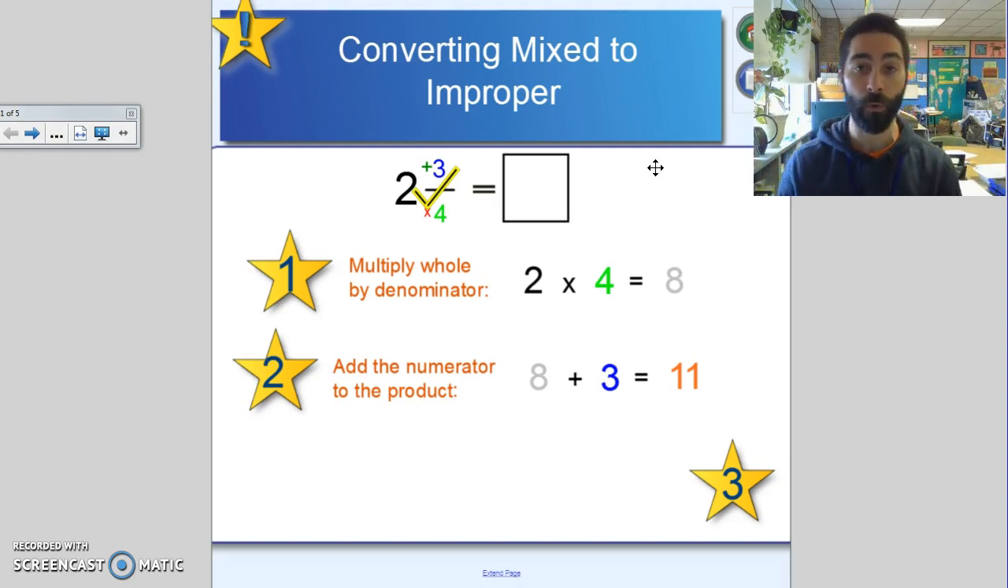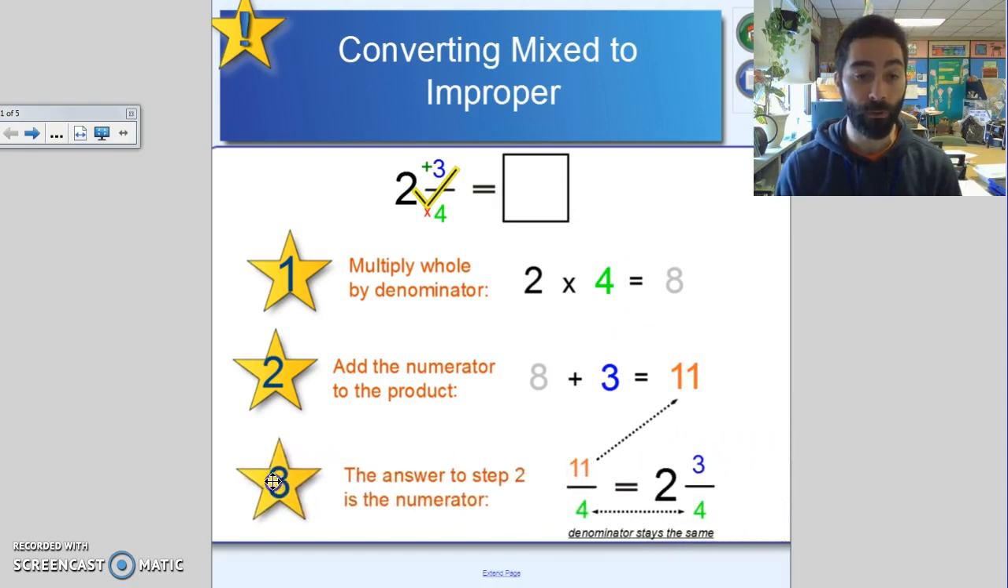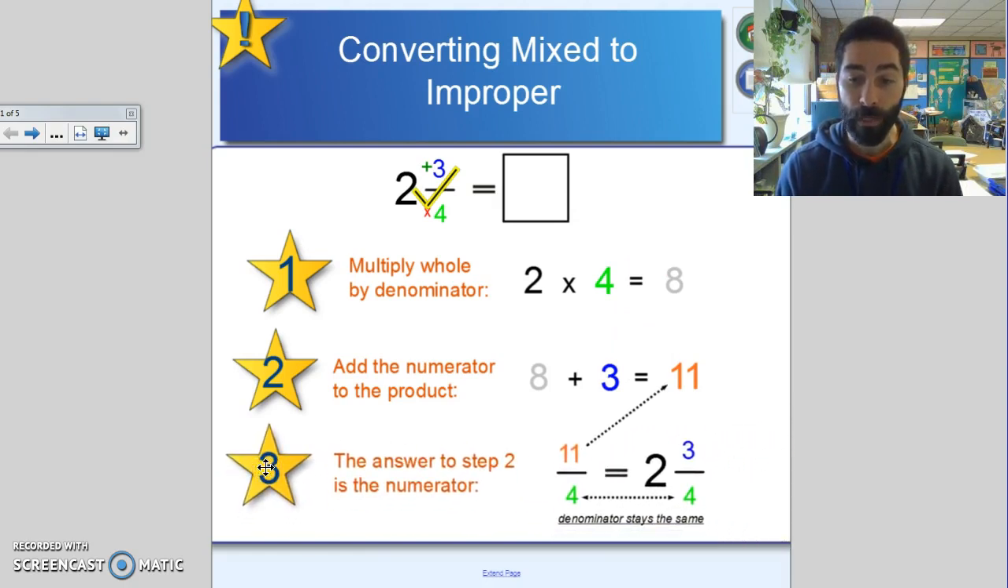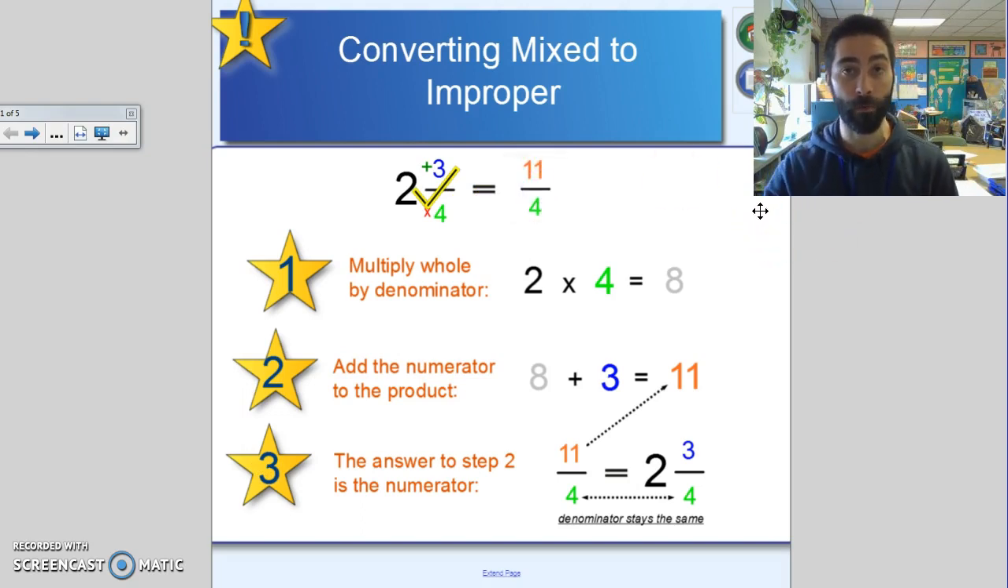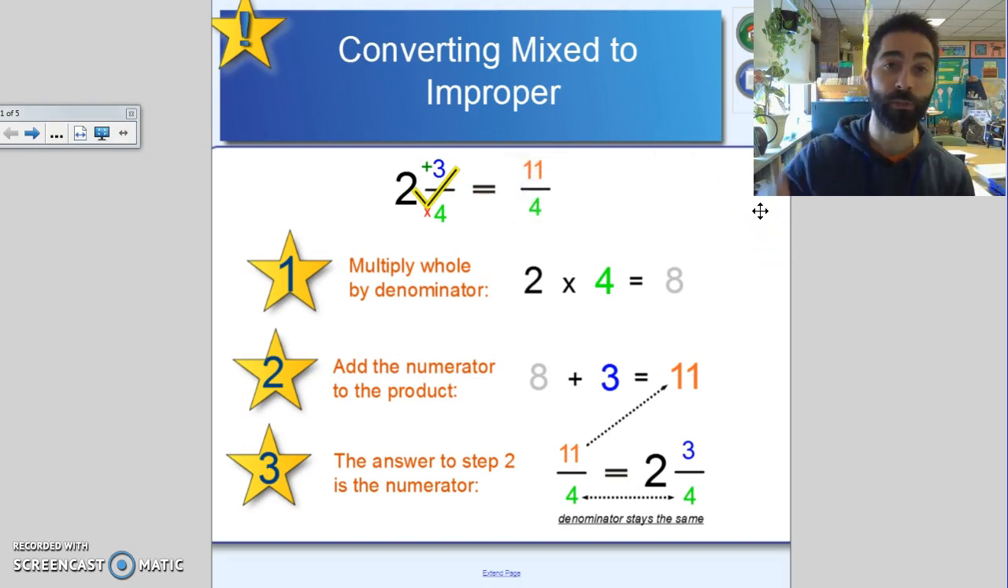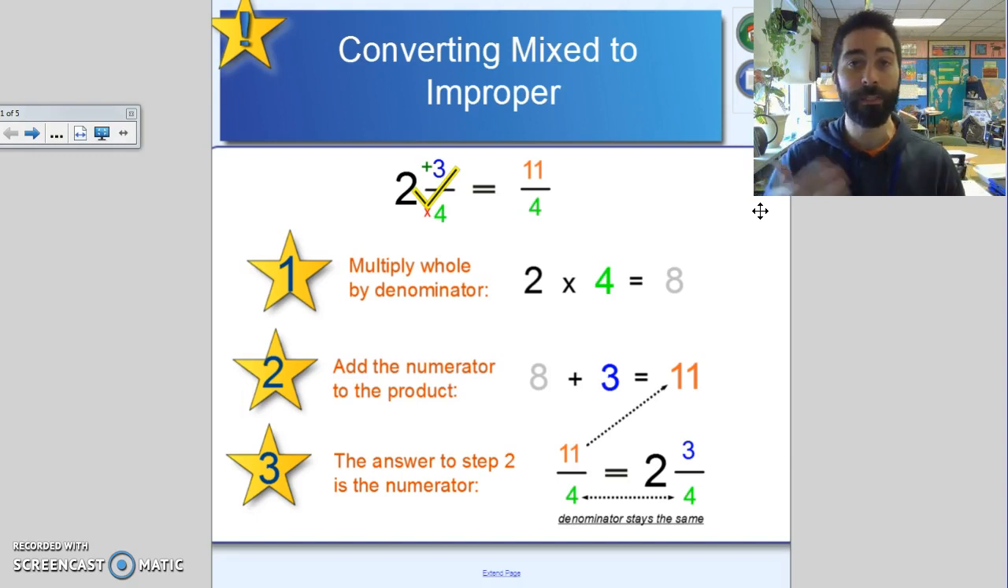And so therefore, you then take that and put it back over the original denominator, which is 4. So that means our denominator is always going to stay the same. So 11/4 would be our improper fraction that actually represents 2 3/4. So in essence, it's the same deal as making the equivalent fractions, except this time we're taking a mixed number and turning it into the improper fraction that it once was or could actually be at the same time. So make sure you follow these 3 steps every single time, because now we're going to do it together.